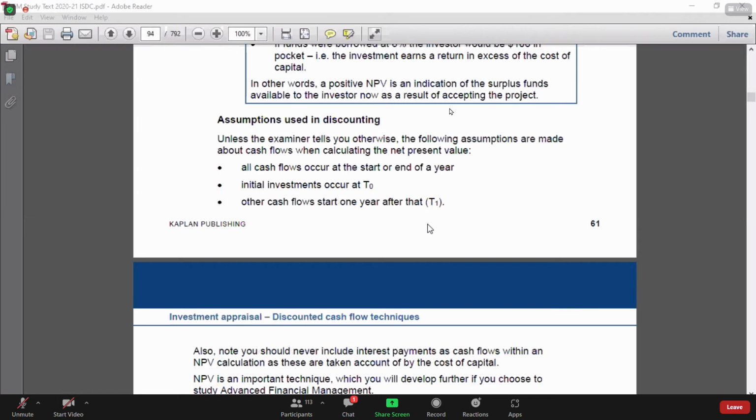Generally we assume that the cash flow starts at the end of the year, and the initial investment will be at T0. T0 is nothing but the date on which the investments are done, and other cash flows start at the year after that. If you are investing on T0, say on 1st January 2021, our first inflow will be expected on 1st January 2022. That is known as T1. If you receive a cash inflow after 1 year, that is T1, and the initial investment which you made is known as T0. So these are the common assumptions which we are considering.